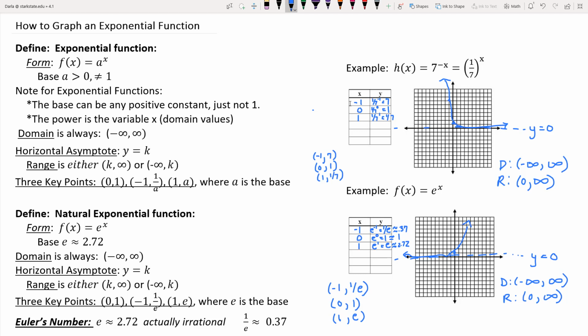But again, note that your 3 key points, one of them is always 0, 1, the other one is -1, reciprocal of your base, and then 1 comma your actual base. So it's important to pay attention to who your base is, because that determines your 3 key points. And that's how you go about graphing an exponential function. If you need to read over the details more thoroughly, look at how I define an exponential function off to the left here, along with the natural exponential function. And the natural exponential function is the one we just graphed with base e, and base e is approximately 2.72, and that's Euler's number.